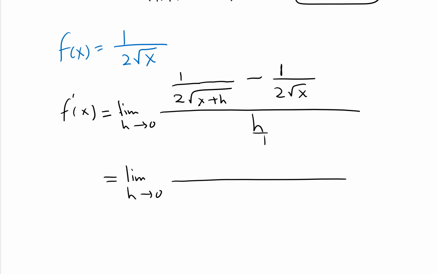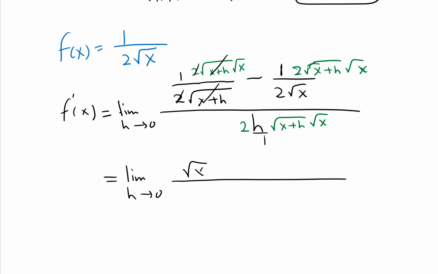Now we multiply by the LCD, which is 2 square root of x plus h times square root of x. We multiply the second fraction by 2 square root of x plus h square root of x, and we do the same thing in the denominator: 2 square root of x plus h square root of x. This cancels. Square root of x minus square root of x plus h.